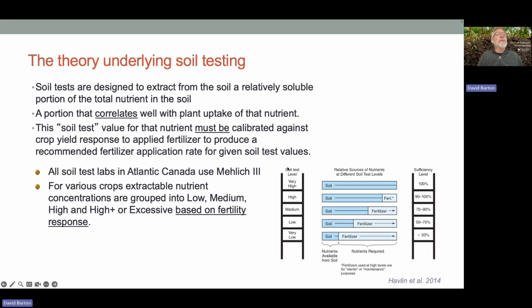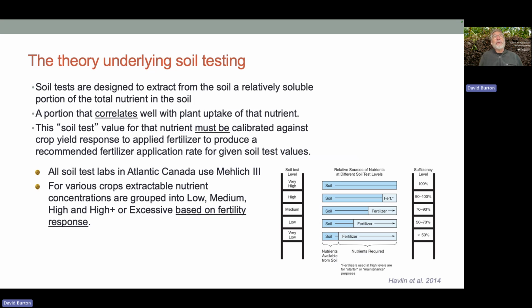We'd often define the soil test level as either very low, and that's a situation where the soil supplies relatively small amounts of nutrients, and we need to add fertilizer to build that up to meet crop demands, to low and medium, where the soil is supplying more and more, and therefore the fertilizer requirement is less and less, to high, where in some cases we may not even need fertilizer, or very high, where we absolutely do not need any additional fertilizer for that particular nutrient.